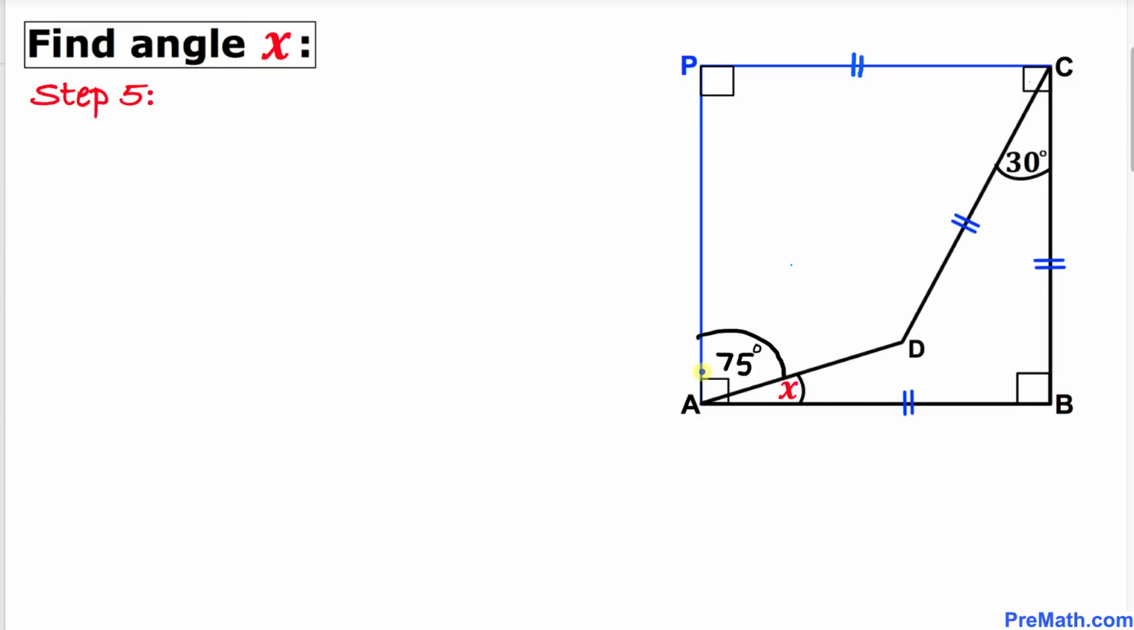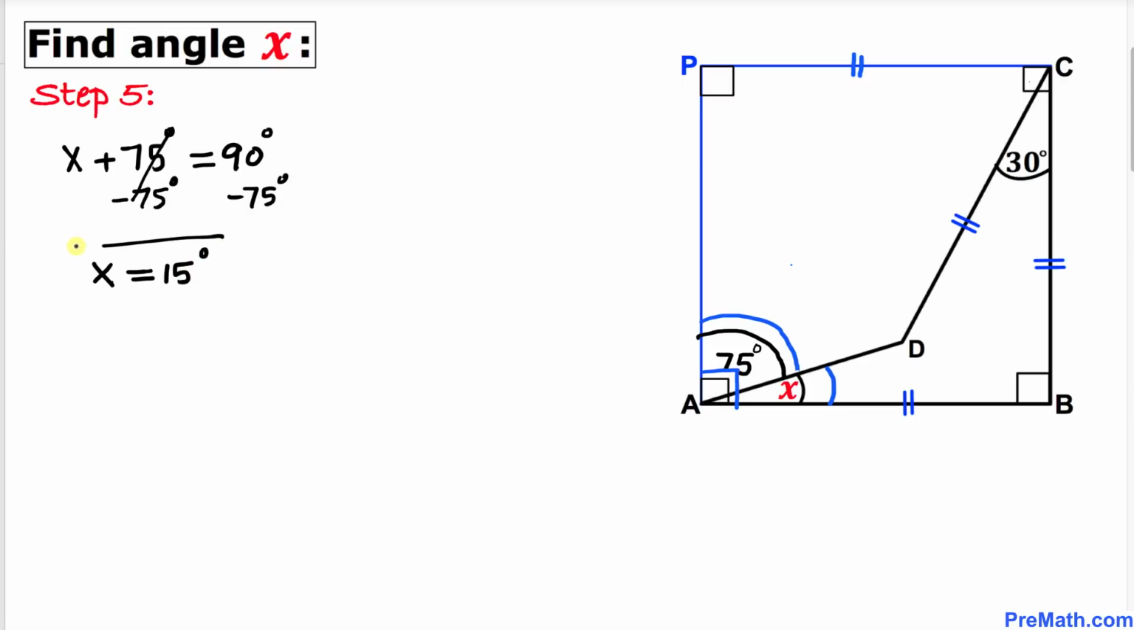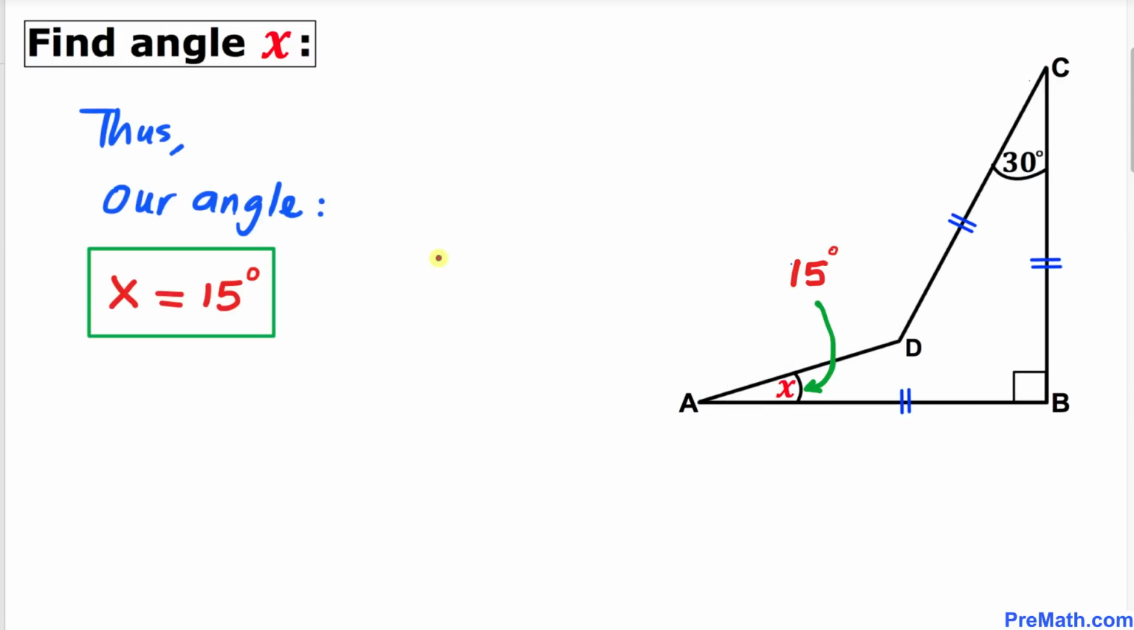And we know that this angle A is 90 degrees, and this is equal to the sum of these two individual angles: this one, 75 degrees, and this angle X. So therefore we can write down this angle X plus 75 degrees equals 90 degrees. And now let's subtract 75 degrees from both sides to isolate X. This is gone. So our X turns out to be equal to 15 degrees. So thus our angle X turns out to be 15 degrees, and that's our final answer.